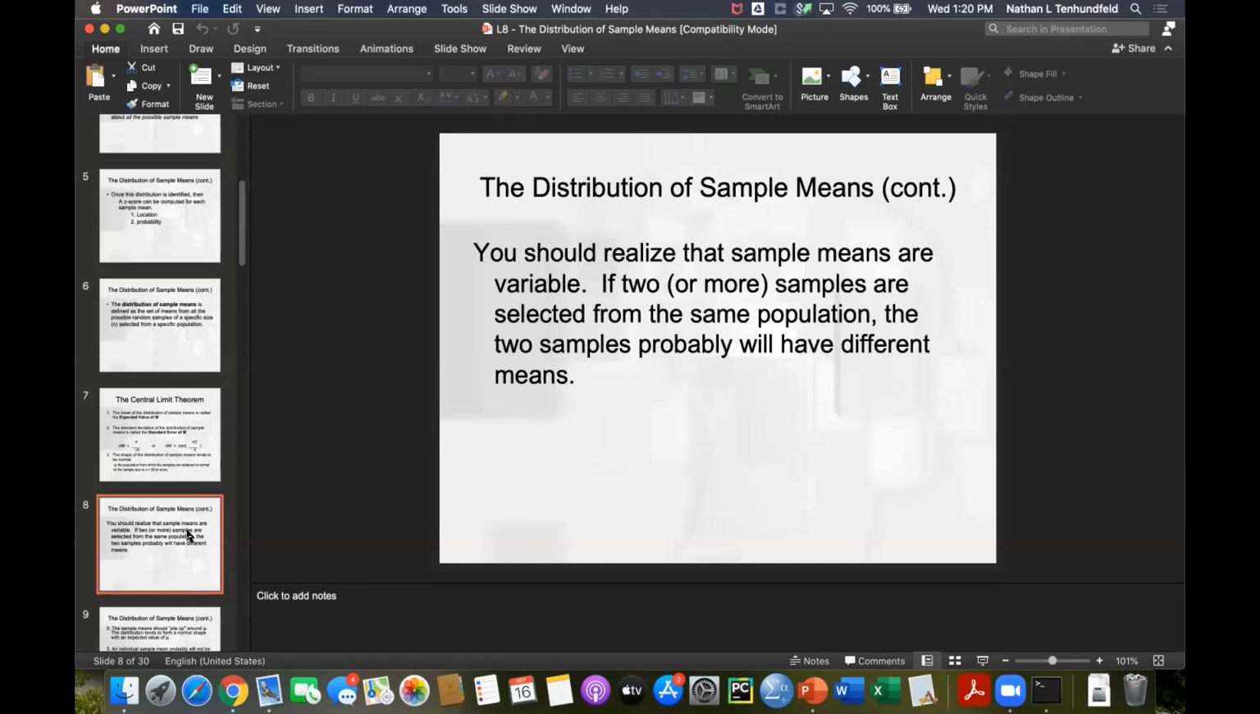So like I've already said, the sample means are variable, right? And so if you take 2 or more samples that are selected from the same population, the 2 samples will probably have different means.